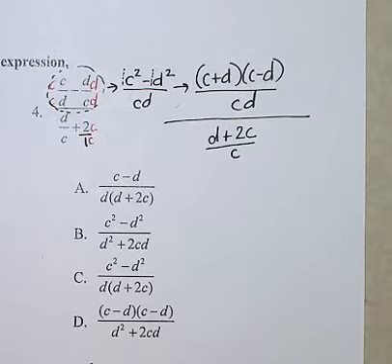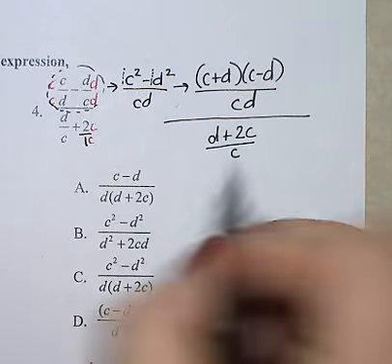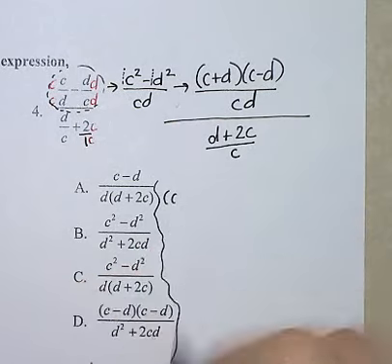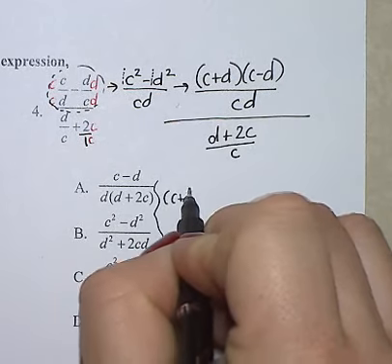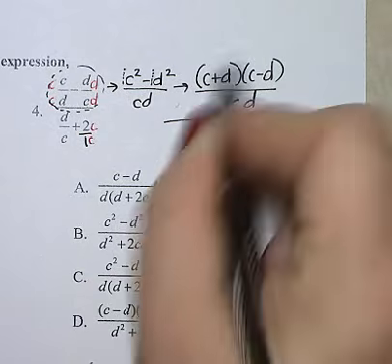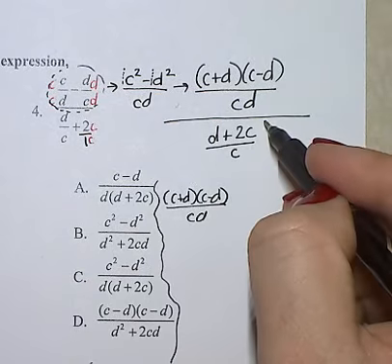And I'm going to write this at this time going from left to right. I'm going to try to write small. So I have C, we don't want that to confuse here. We have C plus D times C minus D all over CD. That's the numerator.